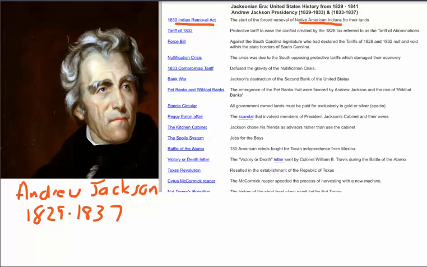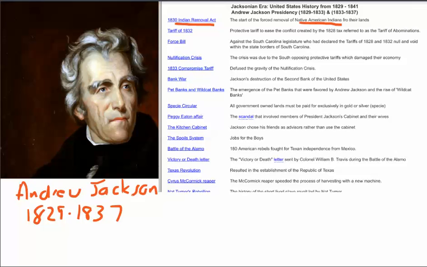But this was a tragic period in American history. Lots of Native Americans died on the Trail of Tears to the Oklahoma Territory. And, of course, our treatment of Native Americans in American history is a tragic one.